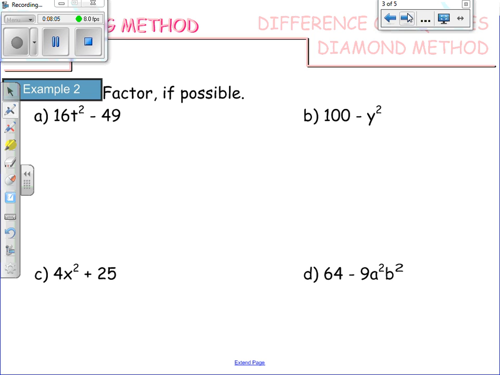Okay, so we should be able to fly through these. Set up your brackets. What's the square root of the first term, Joe? 4t. So you have to do the square root of the coefficient and of the variable.